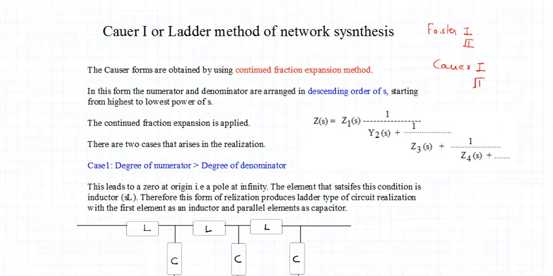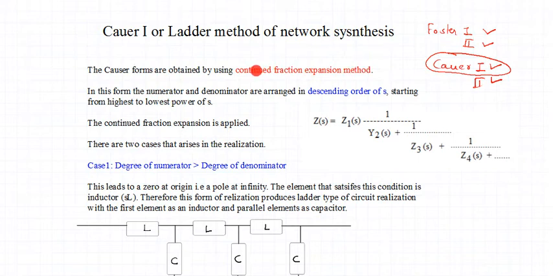So there are a total of four techniques of doing network synthesis, out of which we will now focus on one method, that is the Cauer 1 method of doing network synthesis. So the point of discussion now is Cauer 1, which is also called the ladder method of network synthesis. So the Cauer 1 method is basically using the continued fraction expansion method.